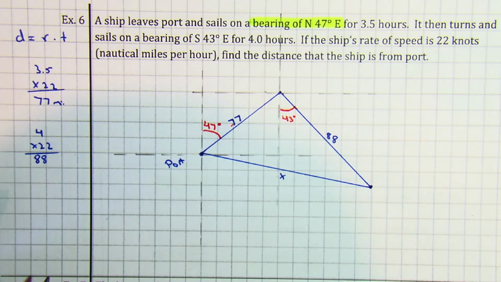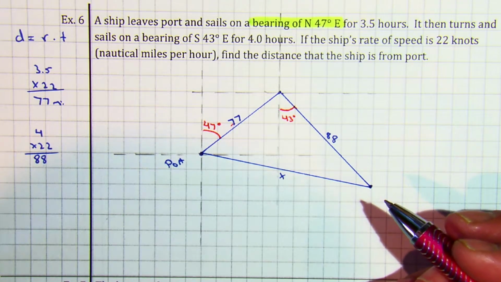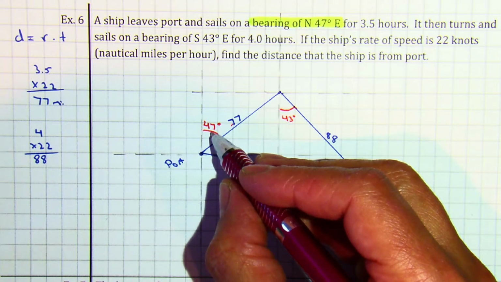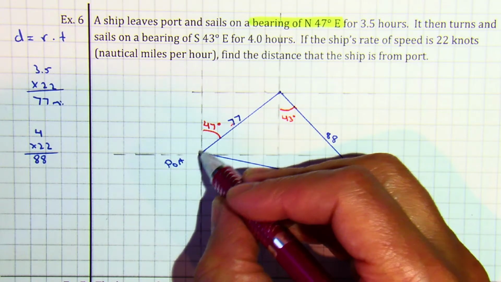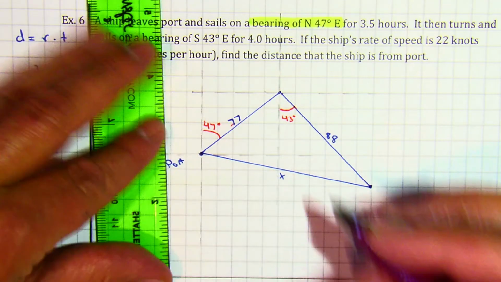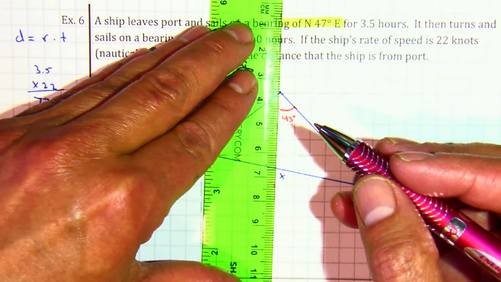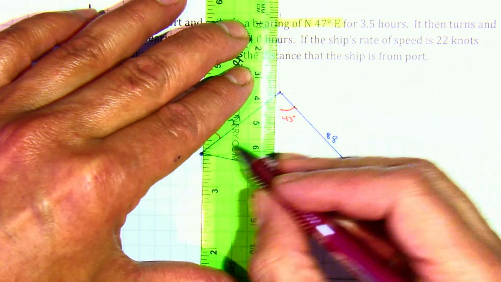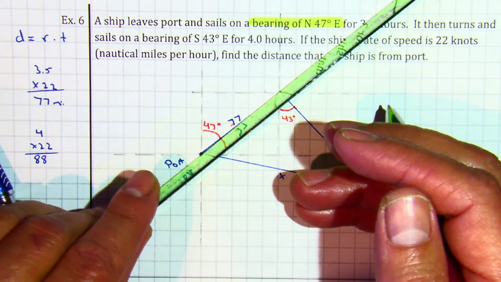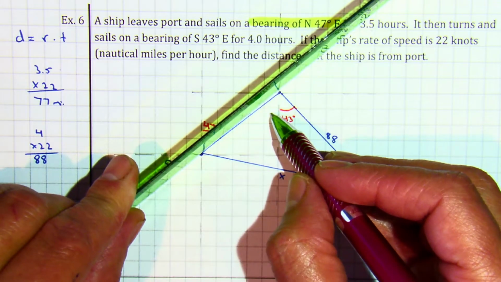Go and pause it. You got it? So this is 43, right? This is 47. If you notice that these two lines here, this line and this dash line, both of them are parallel lines, and this is your transversal. So therefore, that is 47. This must be 47 as well.